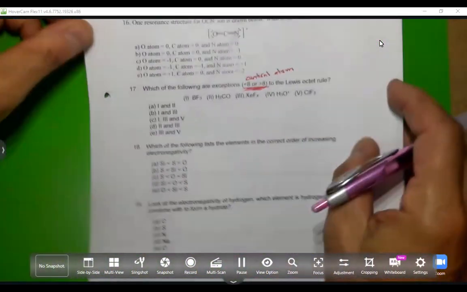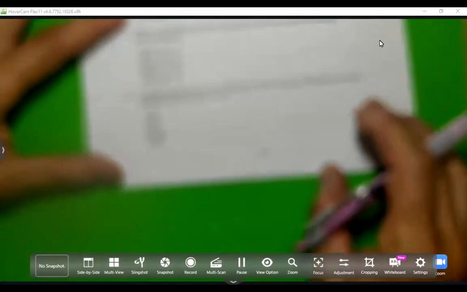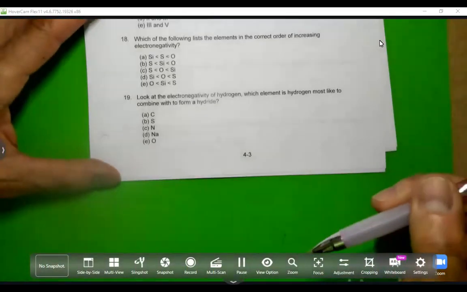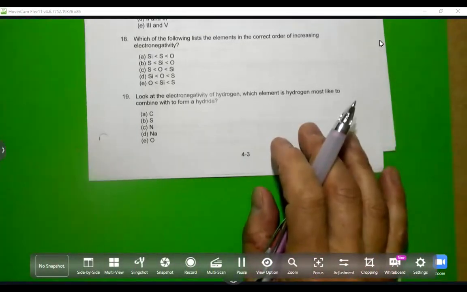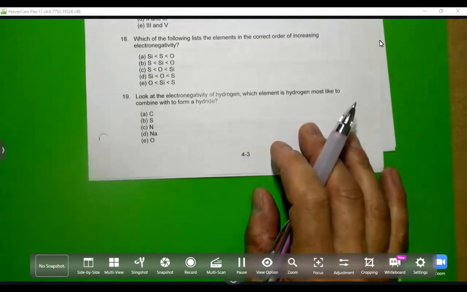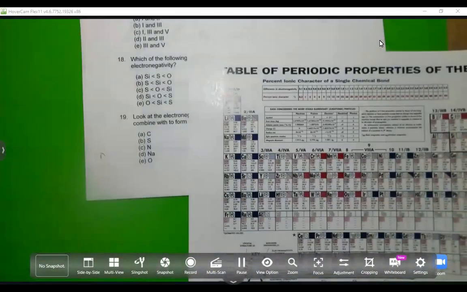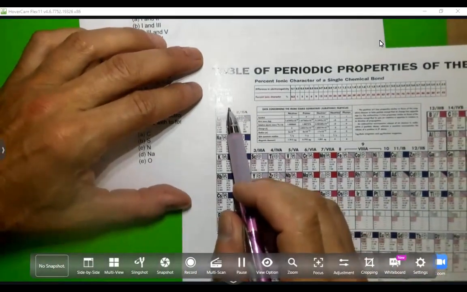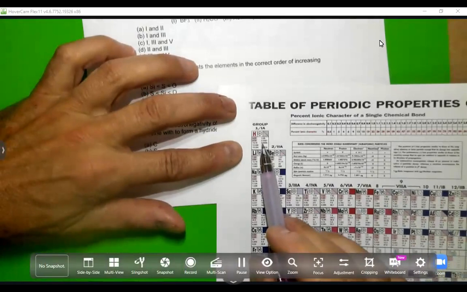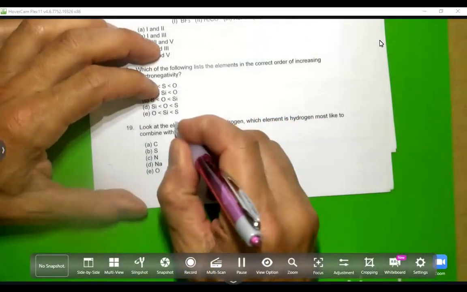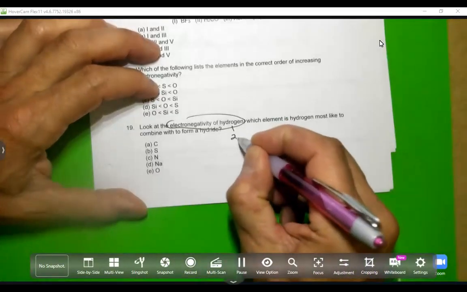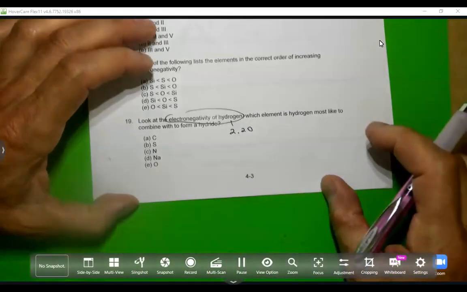All right, so 19, the question is, look at the electronegativity of hydrogen. Well, let's do that. What is the electronegativity of hydrogen? If it doesn't glare, it's 2.20. So I looked at the electronegativity of hydrogen and I wrote down that it's 2.20.